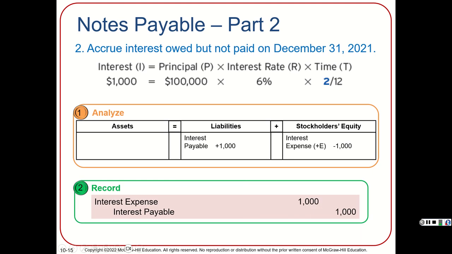Your interest expense is a debit. Your interest payable, or your liability, is a credit. Both accounts again are increasing.